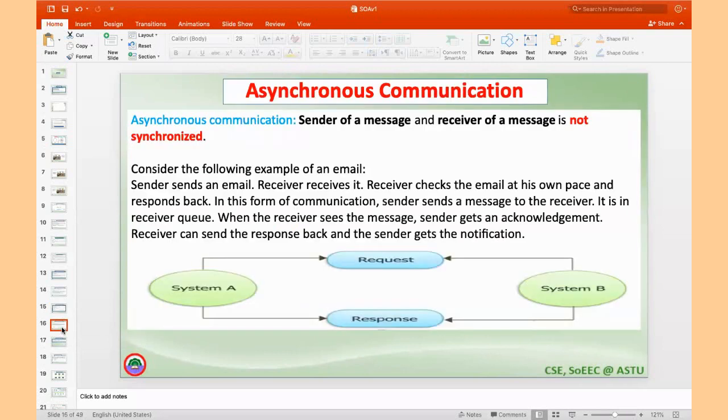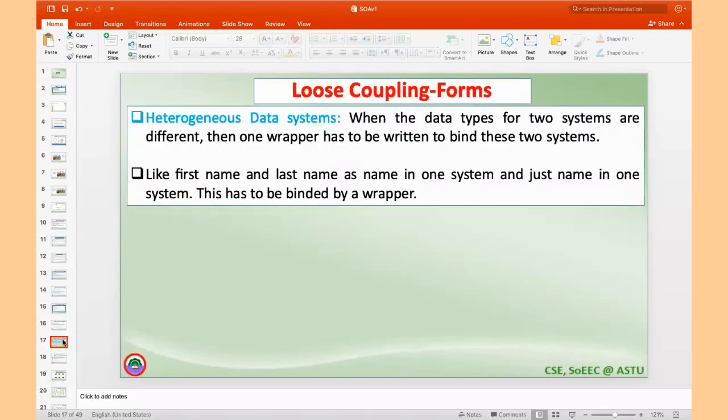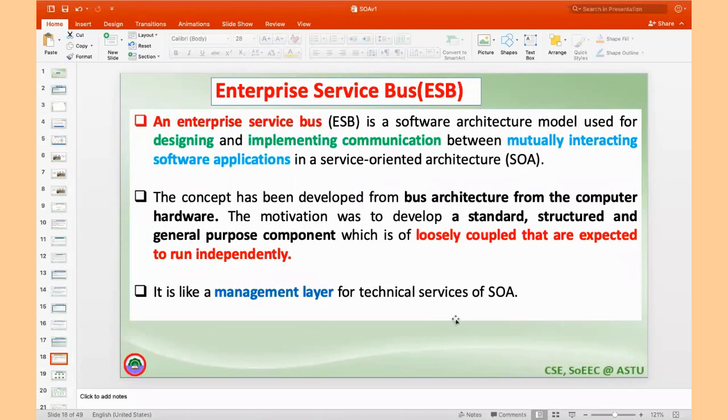The next one is about the ESB, the enterprise service bus. You know, the enterprise service bus plays a very significant role. It is a middleman for interoperability between the services. It is mainly a communication channel, and this communication channel plays a very significant role even to make these services loosely coupled.